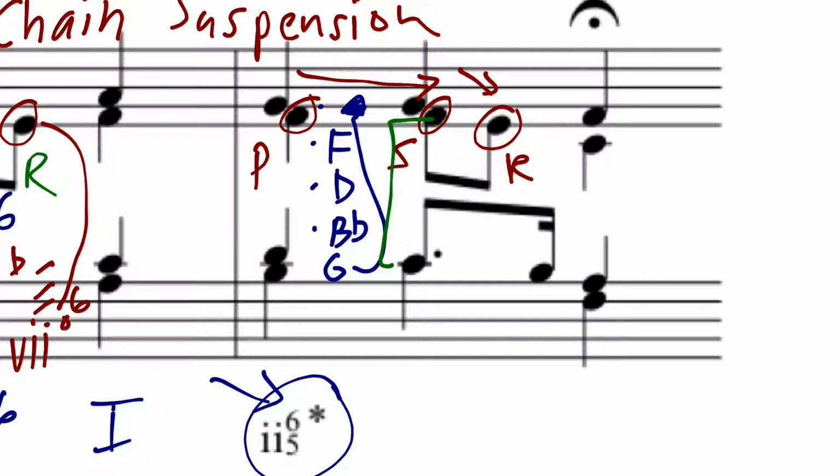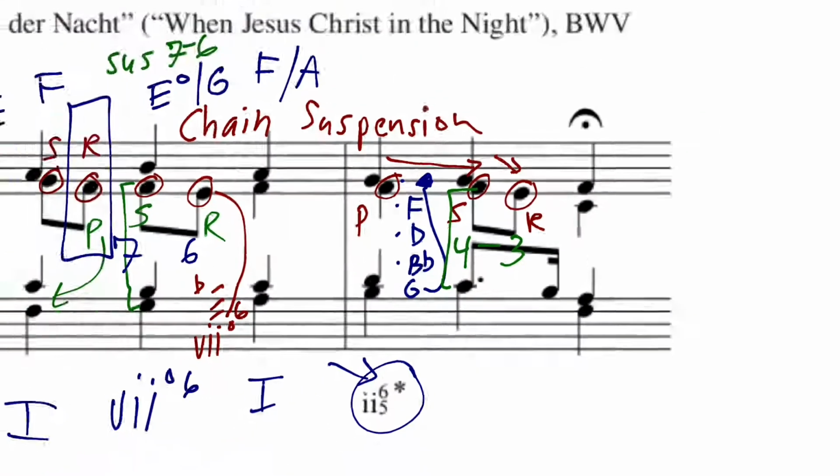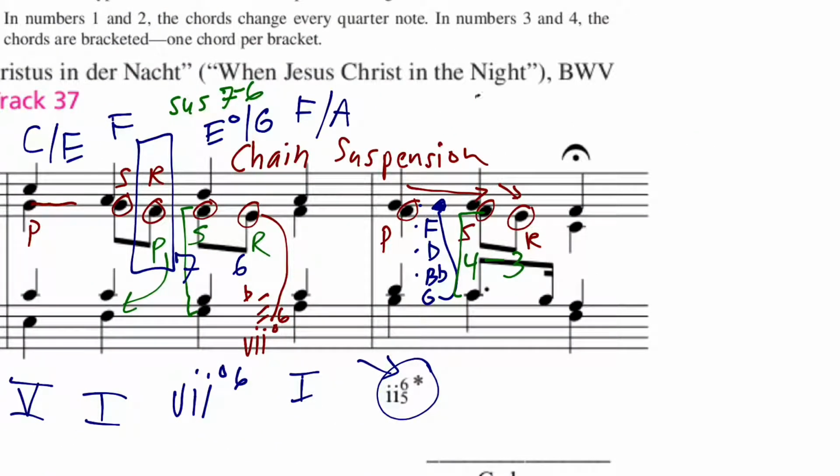Now what's the distance from the suspension? Well, from C to F is a 4, and then it moves down 1 to this E. C to E is a 3, so it's a 4-3 suspension. So you can say here sus 4-3, and what's the chord? It's a C chord, and the C chord is the 5th chord in the key of F.